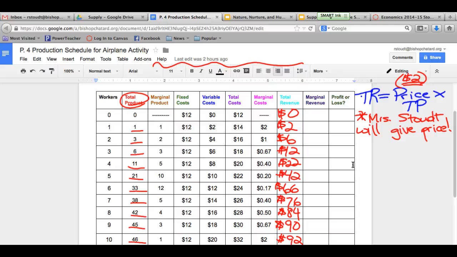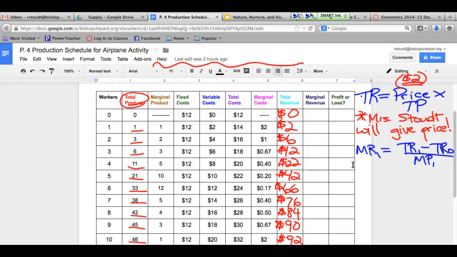All right, so now we're up to marginal revenue. To find marginal revenue at 1 worker, it is equal to total revenue at 1 worker minus the total revenue at 0 workers, divided by marginal product at 1 worker. If you look at that equation, it's very similar to your marginal cost equation. The only difference is we're talking about revenue rather than cost.